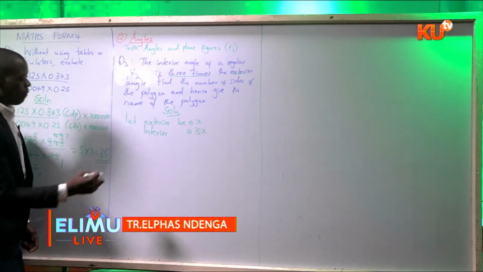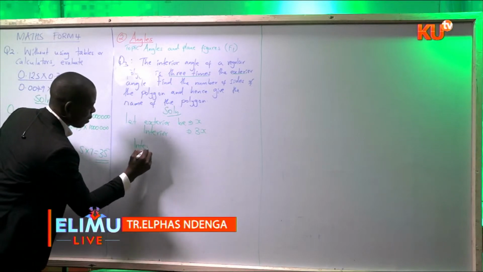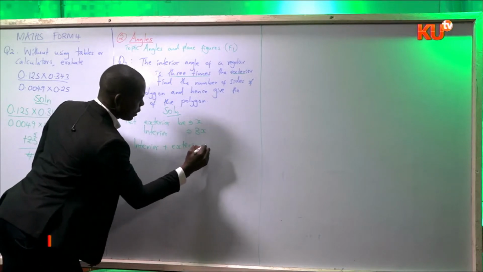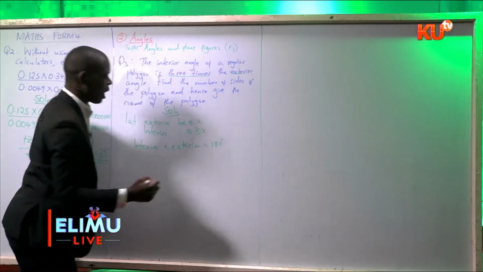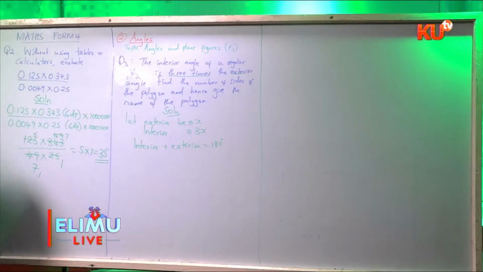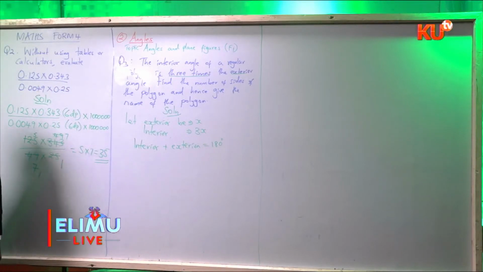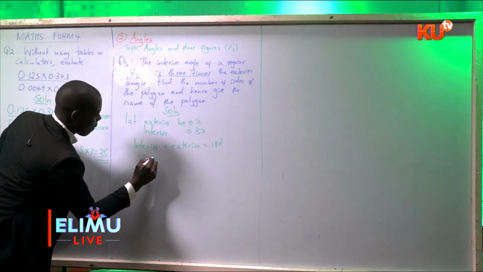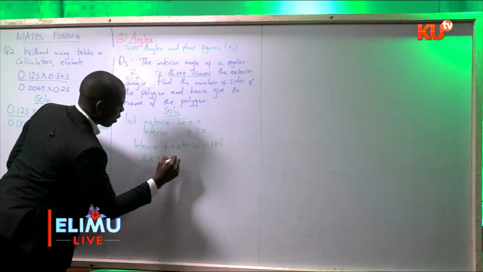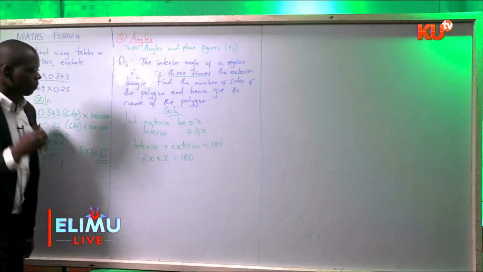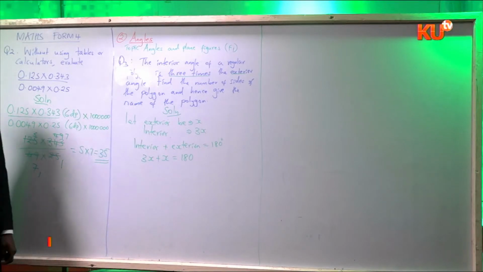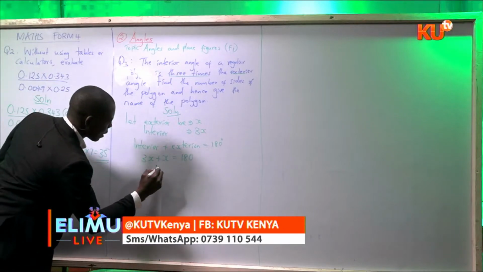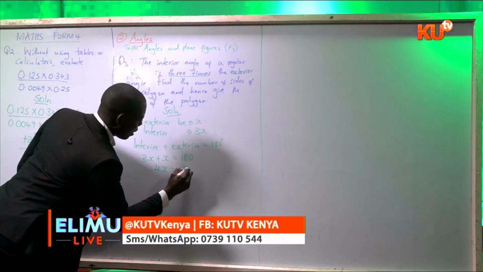Yes, if you have the interior plus the exterior angle, you will always get 180 degrees because these angles are on a straight line. They are straight angles. Therefore, interior, which is 3x plus x, will give us 180 degrees. So what is 3x plus x, students? Good. This is 4x equal to 180.